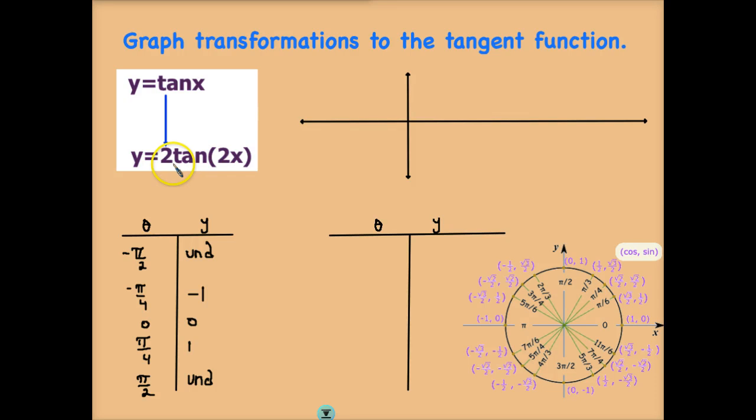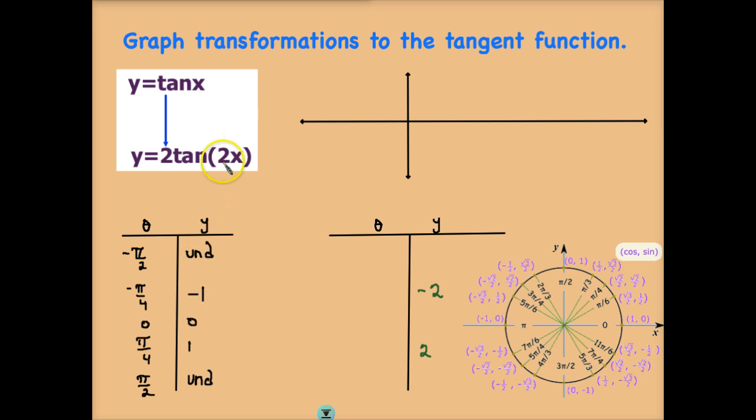Let's go ahead and apply these transformations. The first one, the 2, that's an amplitude change. That impacts our y values, how high or how low we go. So instead of having negative 1 right there, we would have negative 2. And instead of having 1, we would have 2.